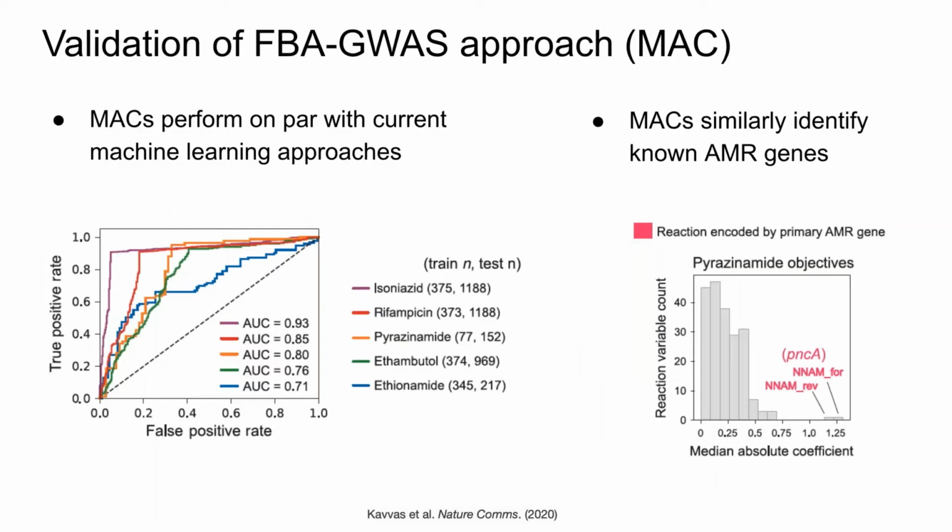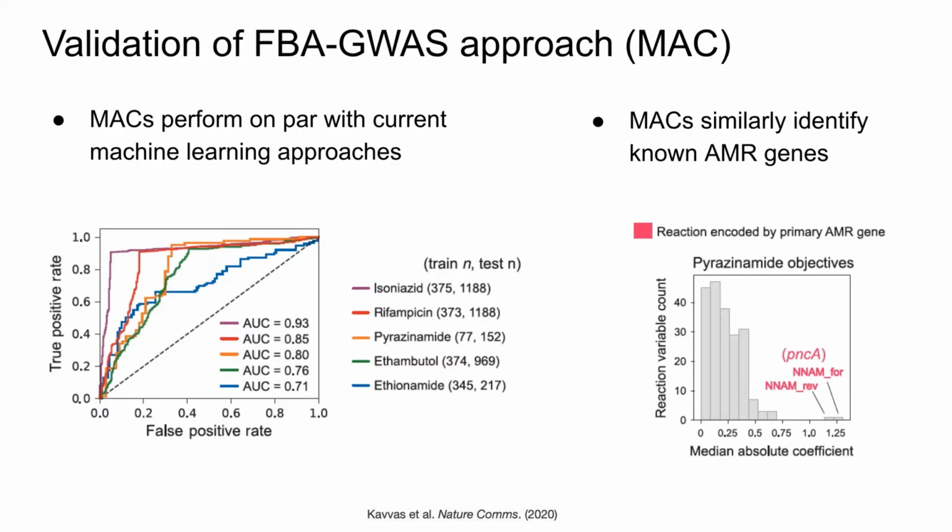So how well does this metabolic allele classifier do in comparison to these common machine learning approaches? So we find that they actually perform on par with the support vector machine as far as prediction accuracy, which has been usually a limitation for genome-scale models. And so in the figure to the bottom left, we see that we get area under curves for these receiver operator characteristic curves from around 0.93 to around 0.8 and 0.71, which is quite good for these antibiotics.